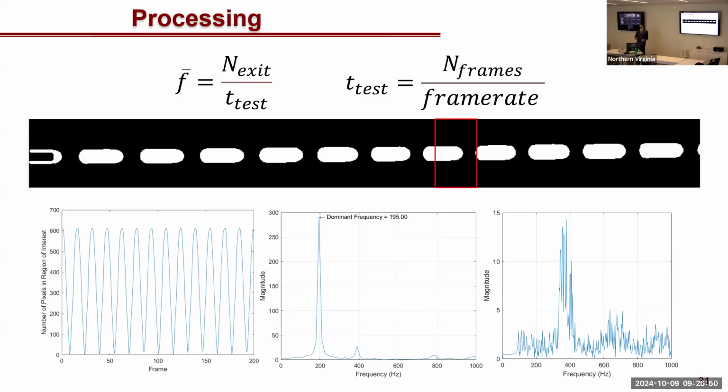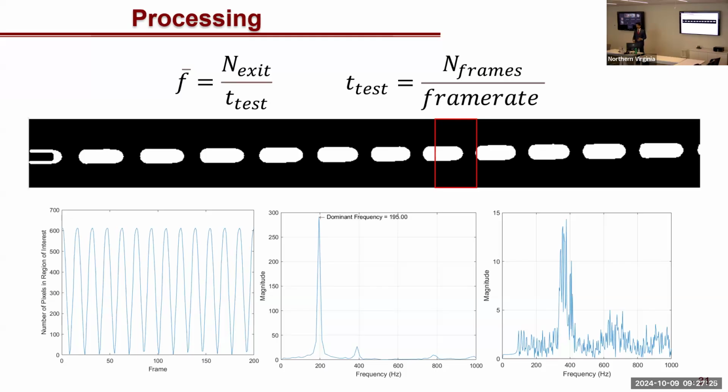In order to correct this, we identified a second region of interest bordered in this red color here. And so for every single frame, we summed up the number of pixels within that second region of interest, and we plotted it as shown on the bottom left image here. And if that function is periodic, we know that we have a nice constant frequency of bubble generation.